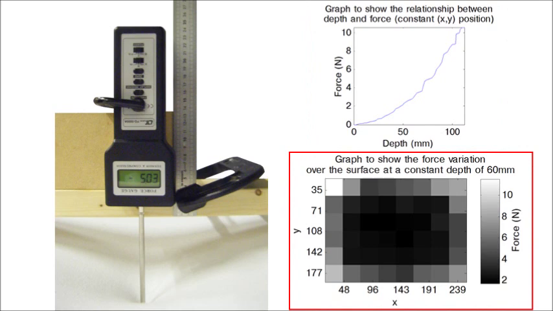The second graph shows the map of the forces over the surface of the membrane at a constant depth of 60 mm. The results show that the force also increases close to the edges and corners.